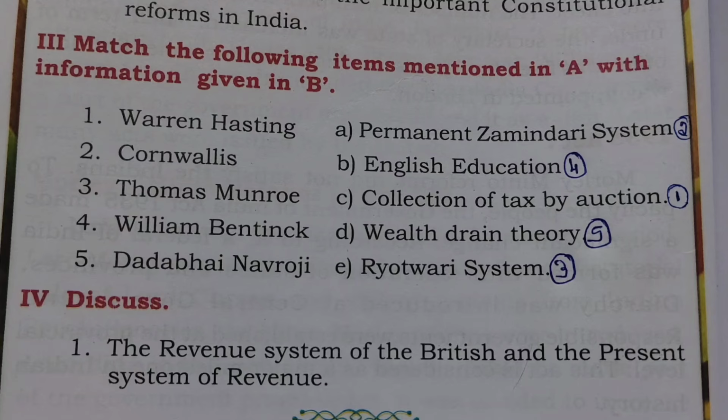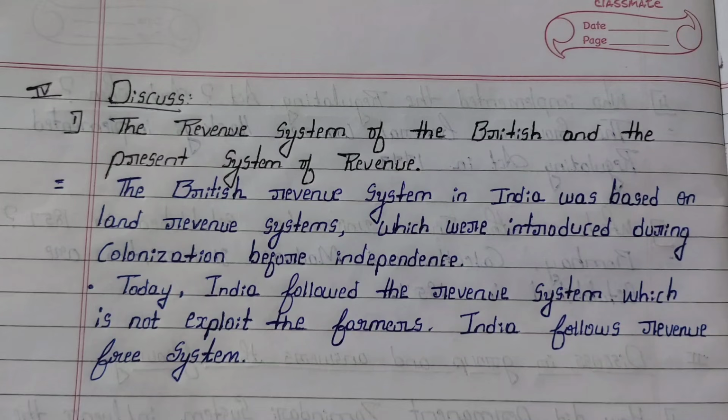Fourth one, discuss. First question, the revenue system of the British and the present system of revenue. Answer, the British revenue system in India was based on land revenue systems, which were introduced during colonization before independence. Today, India follows a revenue system which does not exploit the farmers. India follows a revenue free system.